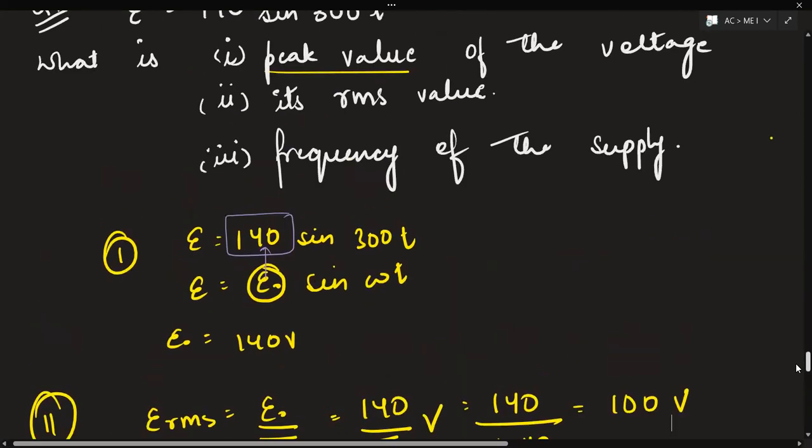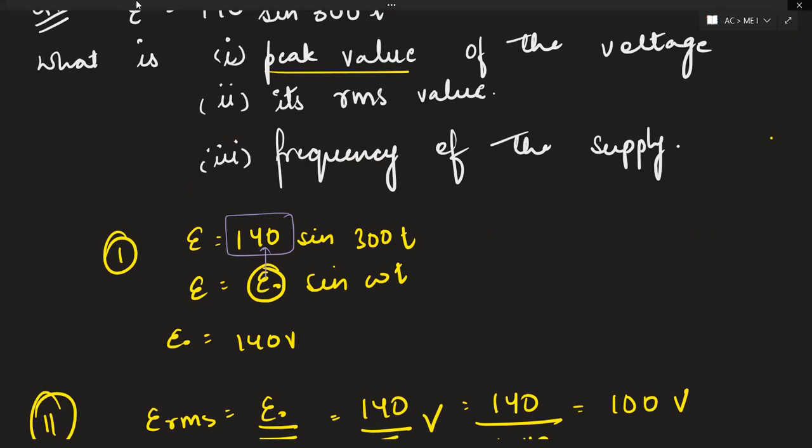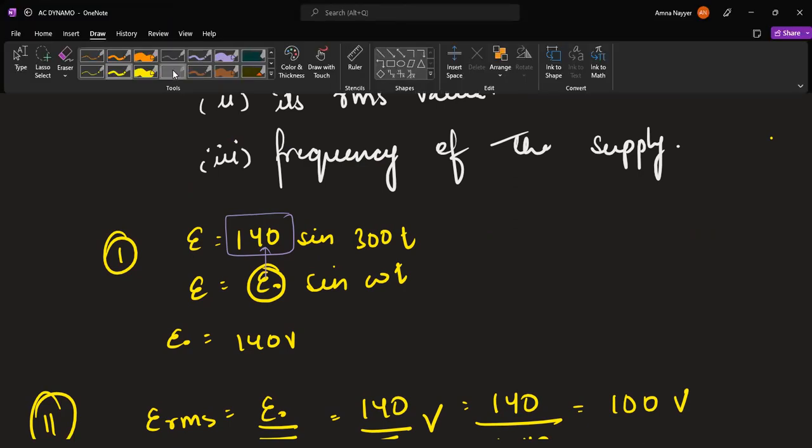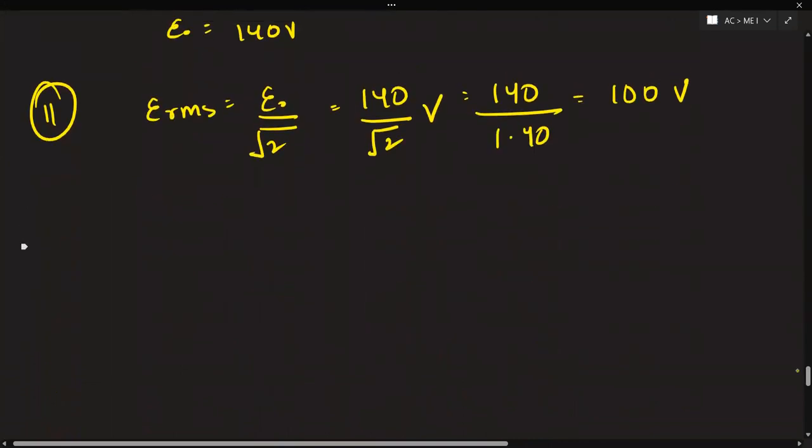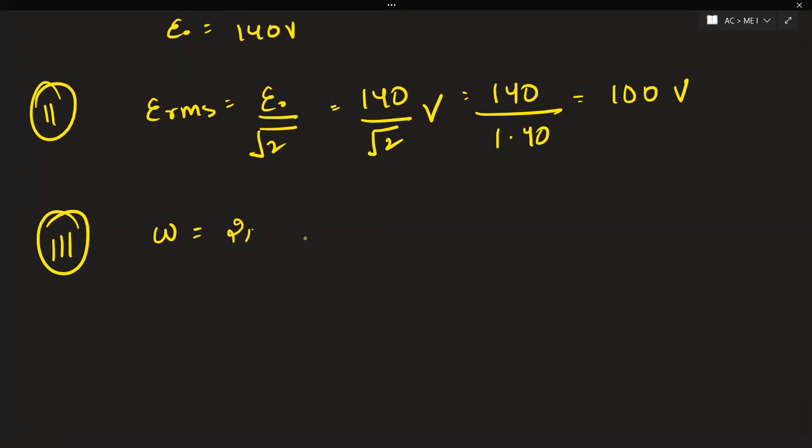Last part, what it's asking: the frequency of the supply. See, omega t is given. From here, at least you can figure out that 300 is omega. If omega is 300, then the linear frequency you have to find out. So one relation we had seen between linear frequency and angular frequency: angular frequency is 2 pi times the linear frequency, that is 2 pi nu. From here we have to find the value of nu. So how can nu be written? Nu can be written as omega by 2 pi.